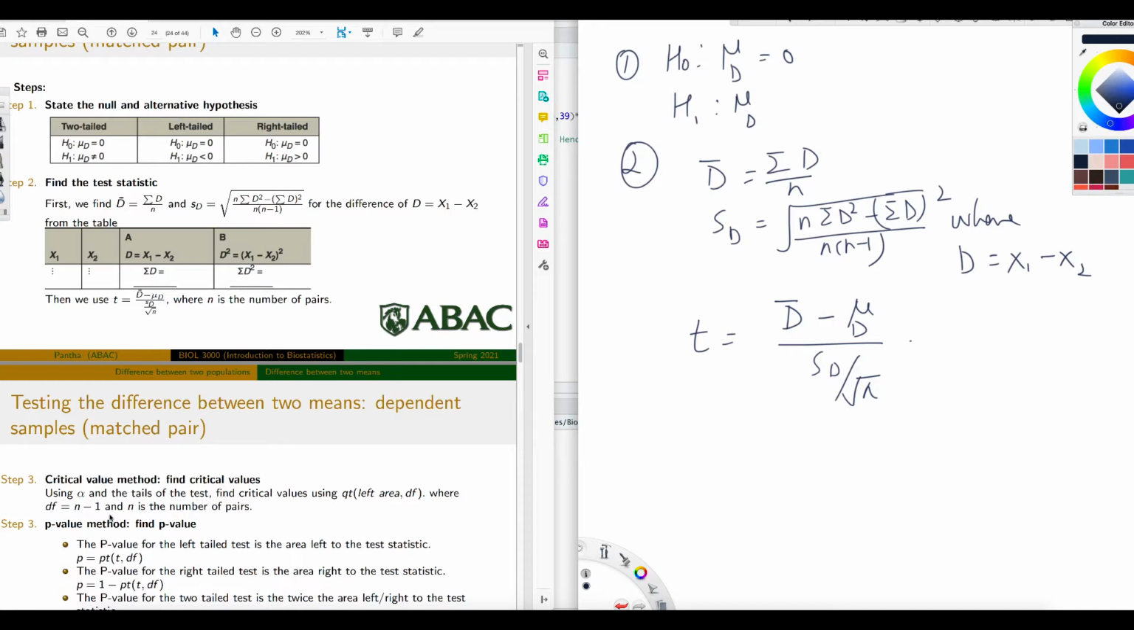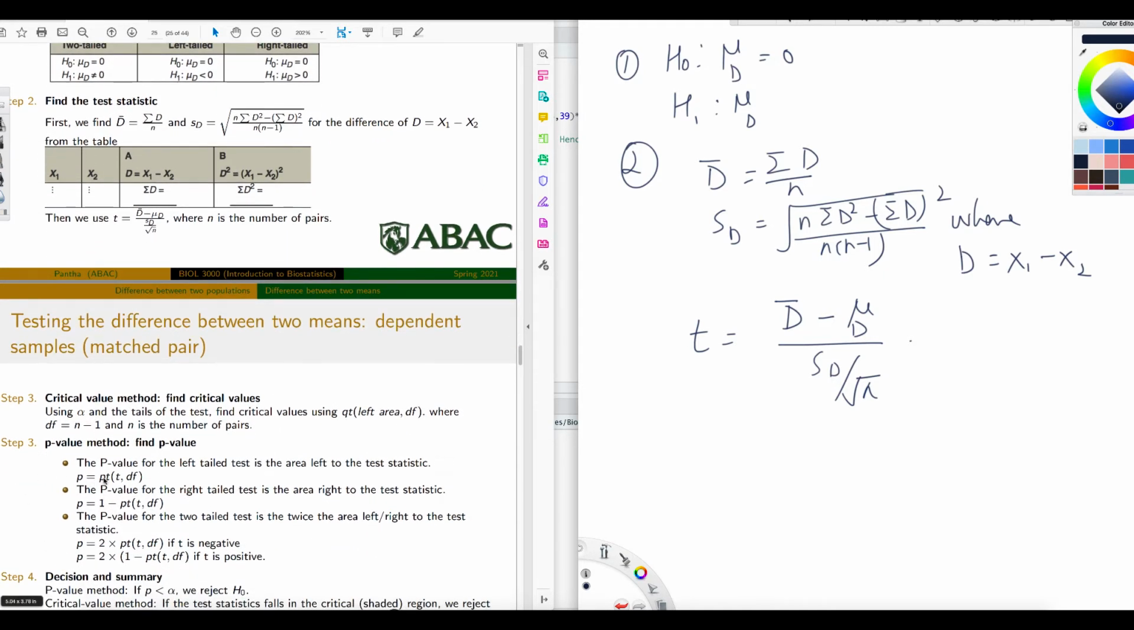Like, what is the sample size in the first sample or in the second sample? Since it is a paired sample, you will have the same number of data in the first and second. So you can see that n is the number of data in the difference. You can think that way too. And the degrees of freedom will be n minus 1. For the p-value method, it is exactly the same way.